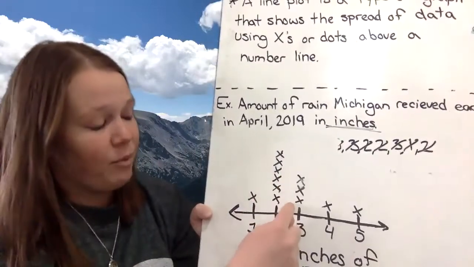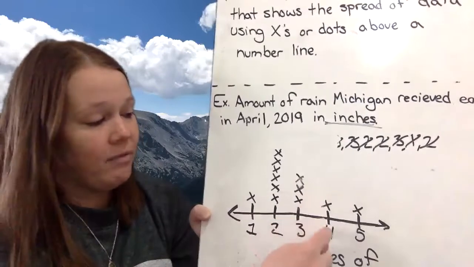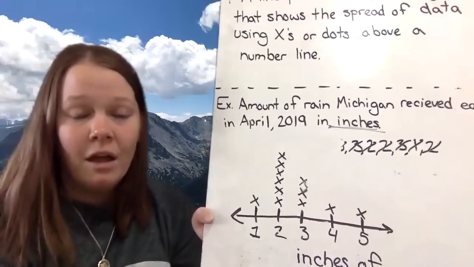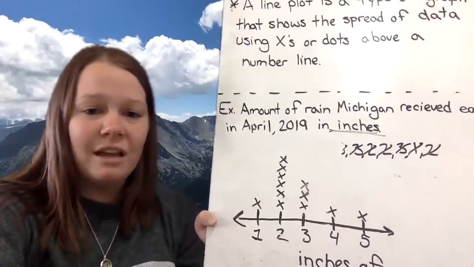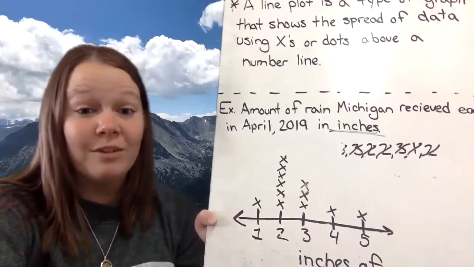3 days in April had 3 inches. 1 day in April had 4, and 1 also had 5. Okay, so that's the beginnings of a line plot graph. So let's try one more together before I have you guys try some also on your own.